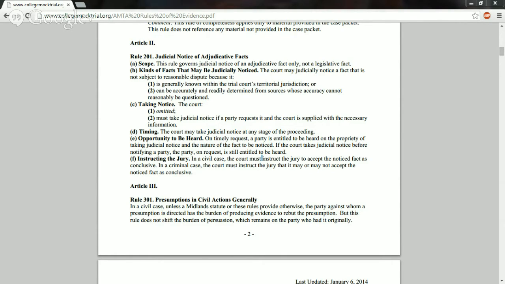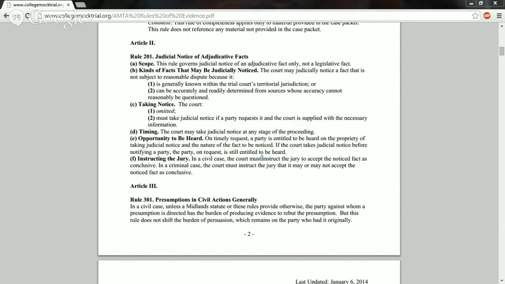The kinds of facts that may be judicially noticed, 201B. The court may judicially notice a fact that is not subject to reasonable dispute because it is generally known within the trial court's territorial jurisdiction. So like binding case law falls under that type of evidence. Or 2, can be accurately or readily determined from sources whose accuracy cannot be reasonably questioned. Stipulations is essentially what that means.